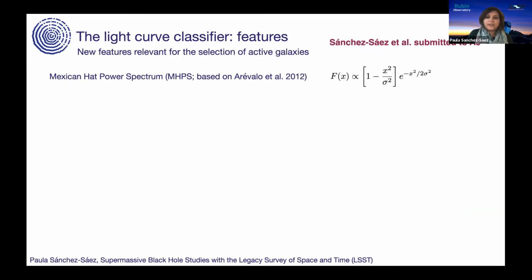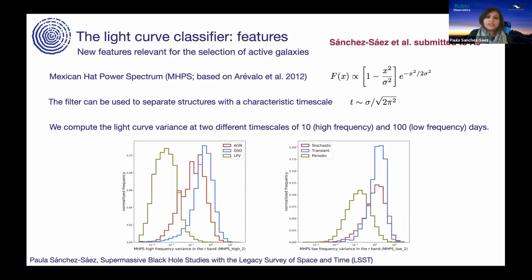Another useful model is the Mexican hat power spectrum proposed by Patricia Arévalo in 2012, where you can filter the light curves using a Mexican hat and separate the different structures observed at different time scales. So we are using this model to measure the variance of the light curves at two different timescales. In particular, we are measuring the variance at 10 days and 100 days. And we selected these because they are very useful to separate, for instance, long period variables from active galaxies.